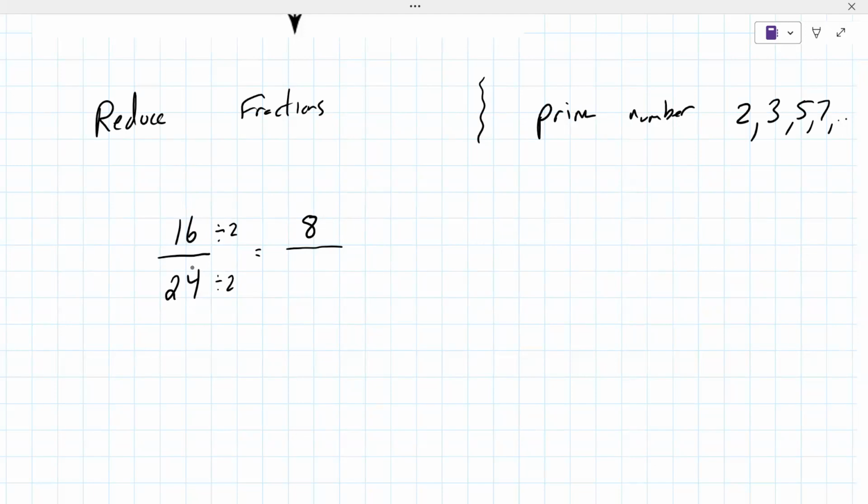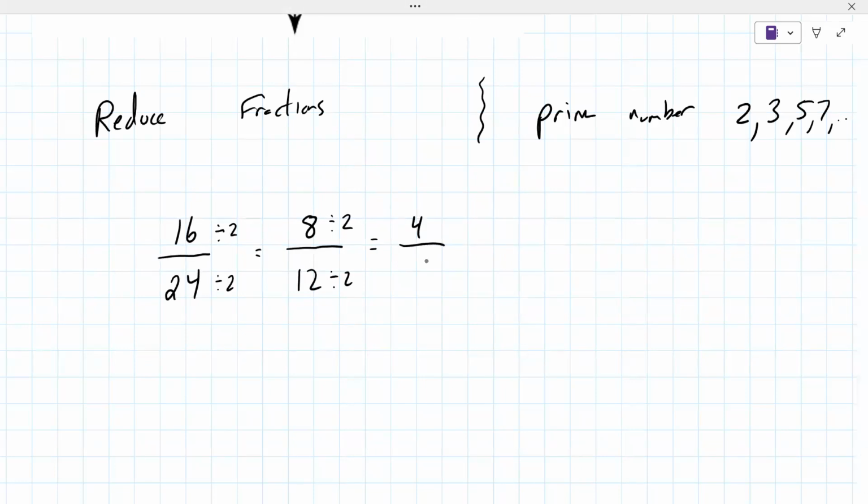12. Okay. And then similarly, we try it again. Just like these numbers, they're divisible by 2. What is 8 divided by 2? 4. And then 12 divided by 2?